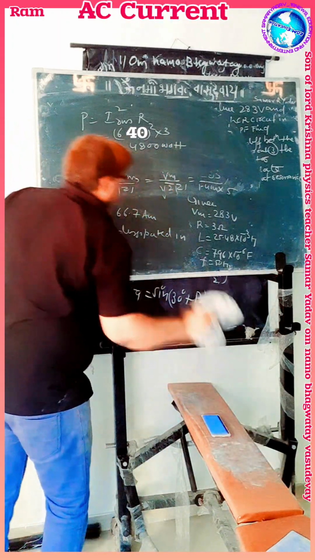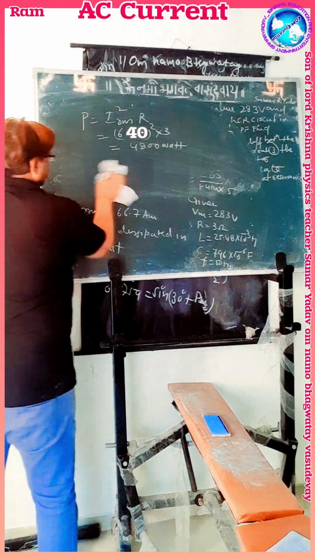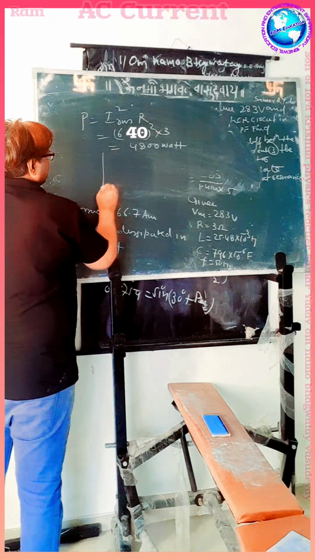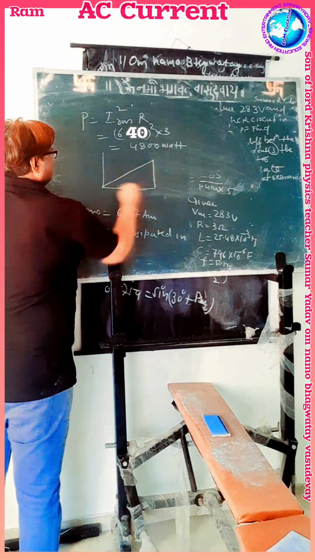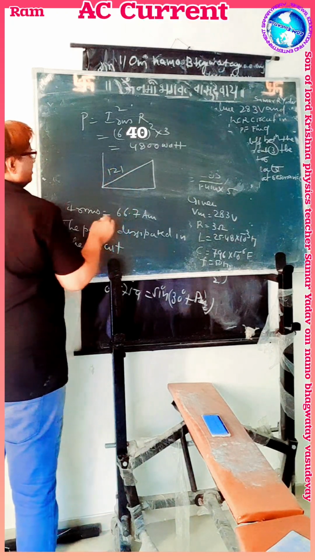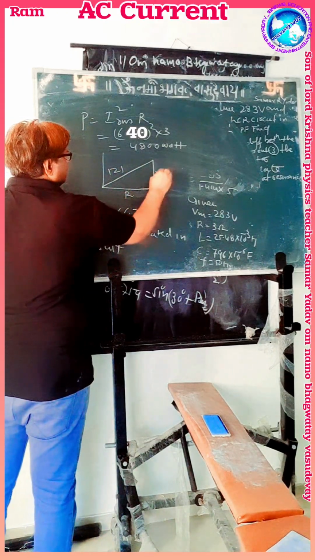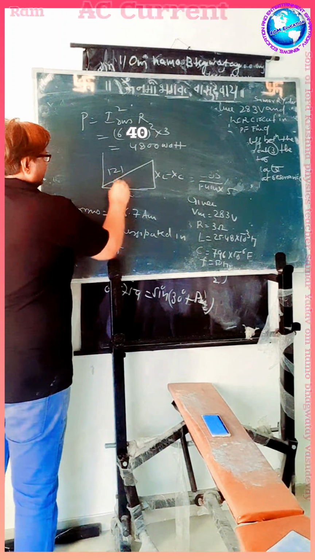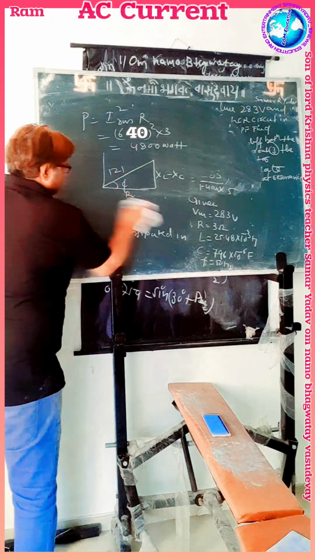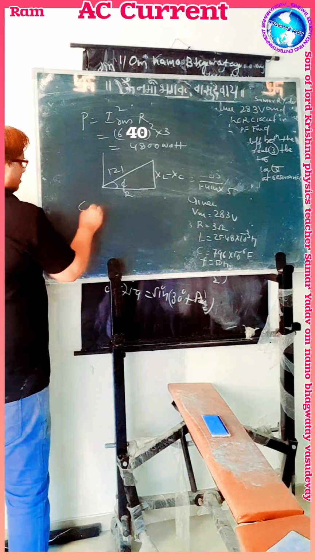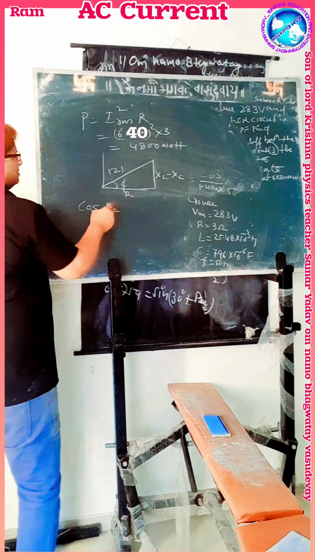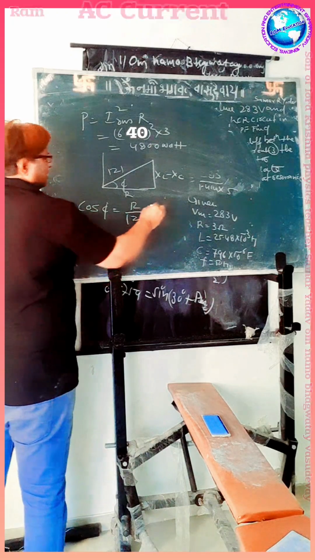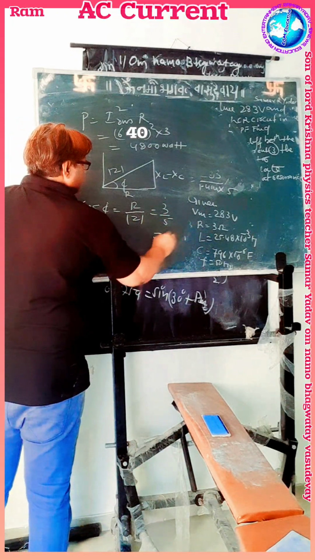Now we will get the power factor. We know that this is a phasor diagram in which this is mod Z and here it is R and here it is XL minus XC. Now this is phi. Power factor cos phi is equal to R upon mod Z is equal to 3 upon 5 is equal to 0.6.